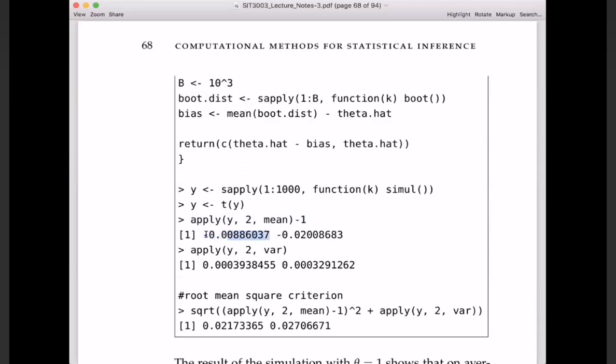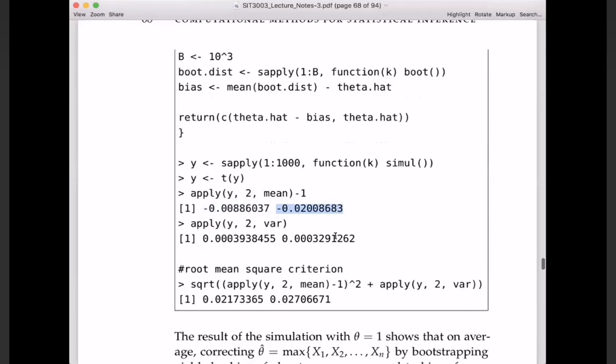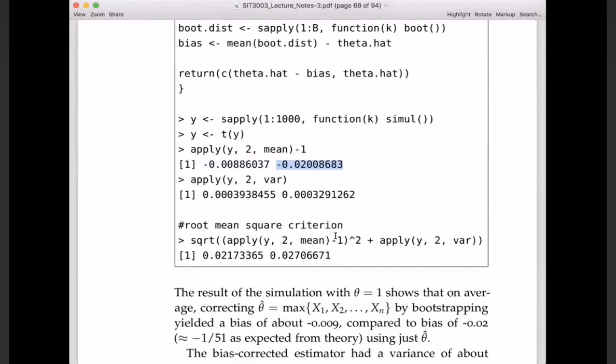This is the bias from the bootstrap bias correction method. And this one comes from the theta hat that is uncorrected for bias. And then here, this part is the variance. You can see that after you apply bias correction, on average the bias has dropped. It becomes minus 0.008, compared to minus 0.02. But its variance has also increased slightly.